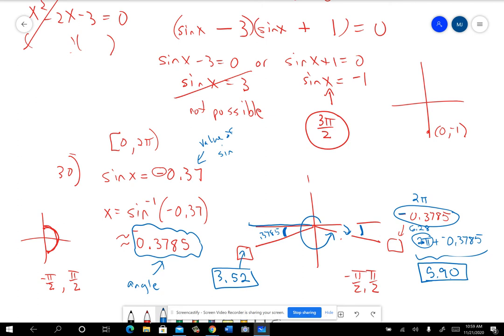Okay? And then you've got to think about, you need this angle, but you need it to be reported within one rotation. So rather than using the negative of it, you have to go this way with it. So I had to take 2 pi, and on my calculator I had to do 2 times pi to make it do what I wanted, and then add that to the negative 0.3785. Okay? So your answer to that one is the 3.52 and the 5.90.